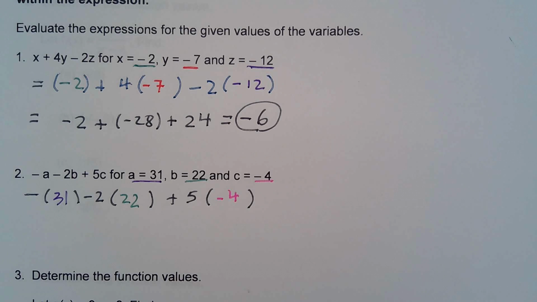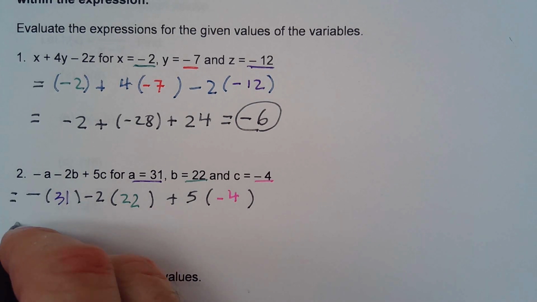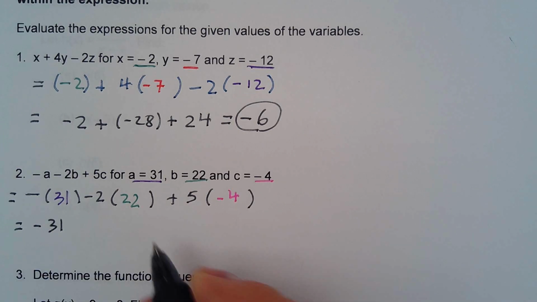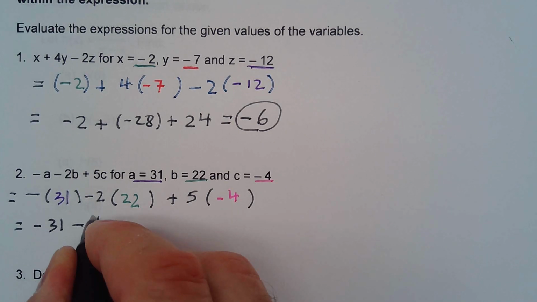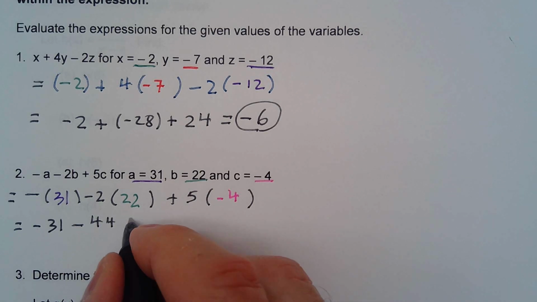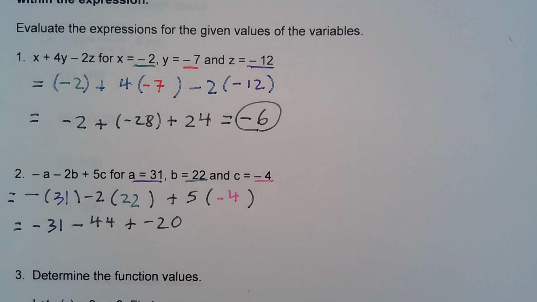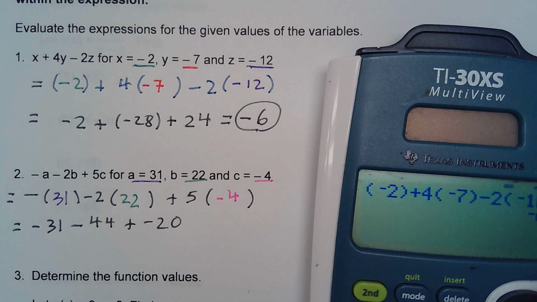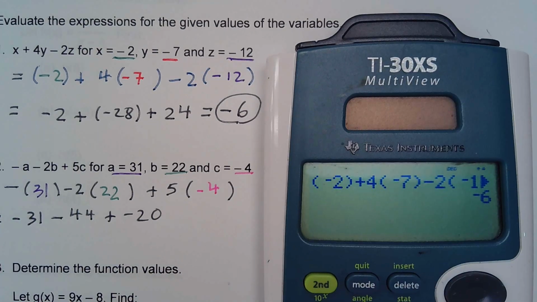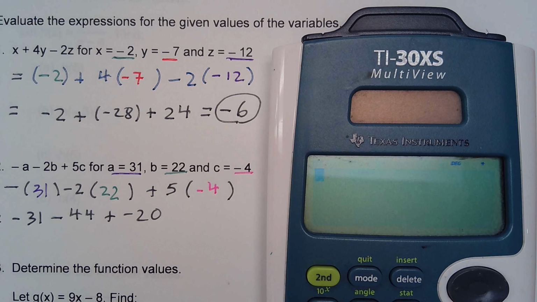I can either go through and follow my order of operations. So it'd be -31, subtract 44, plus a -20. Or, if you don't want to do it that way, just stick it in your calculator. Just go ahead and take the opposite of 31, subtract 2 parentheses 22, plus 5 parentheses the opposite of -4. Either way, you're going to get -95.